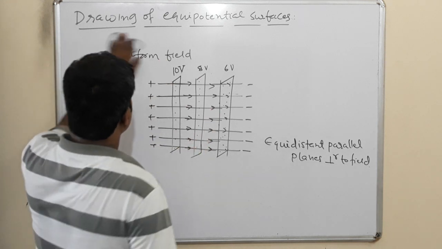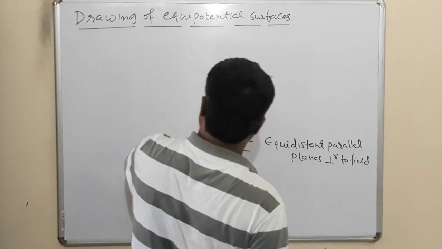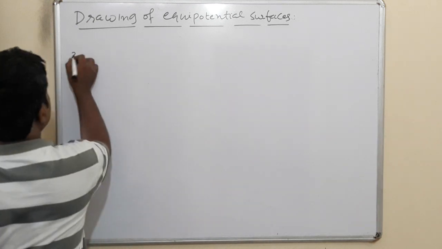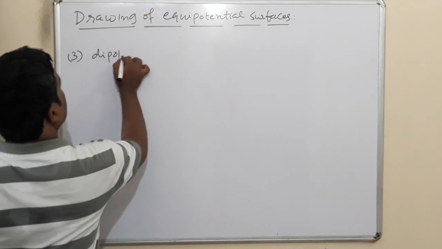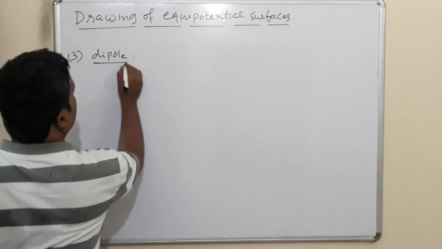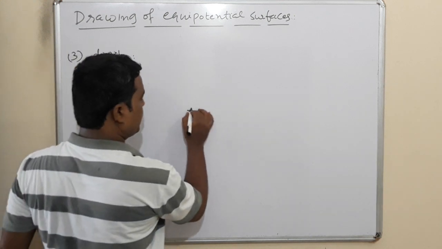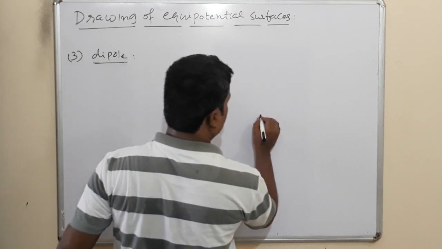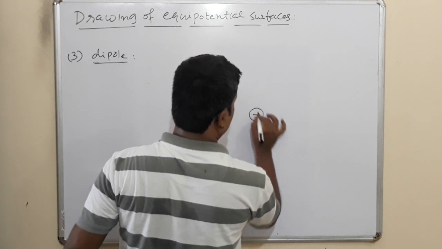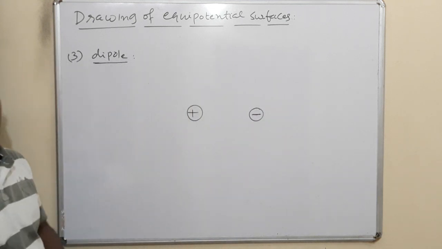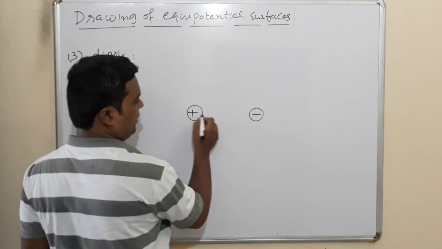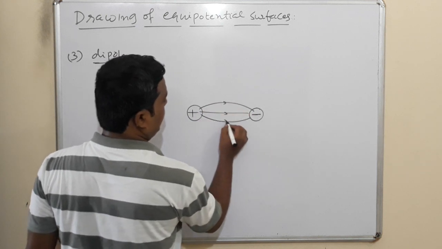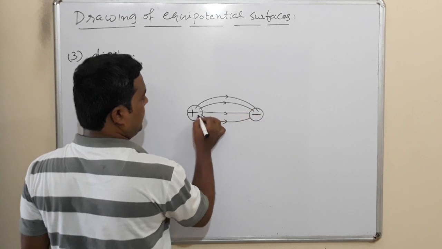Then if I want to draw it for a dipole, a system of two charges, equal and opposite charges separated by a small distance. Now see, this is plus q. I will take it like this, plus q, and this is the negative charge. If I want to draw the equipotential surfaces, first let me draw the electric field lines. Electric field lines start at the positive charge and end at the negative charge.